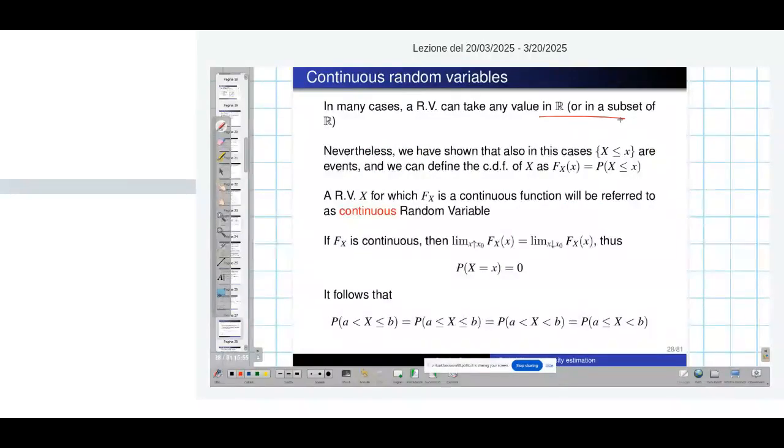Now, we have seen discrete random variables take a set of discrete or countably infinite number of values. There are random variables that can take any value over the real line or in a subset of the real line, but a dense subset, not discrete. Now, in this case, we see that these random variables typically are continuous random variables, that is, random variables for which the cumulative distribution function is continuous.